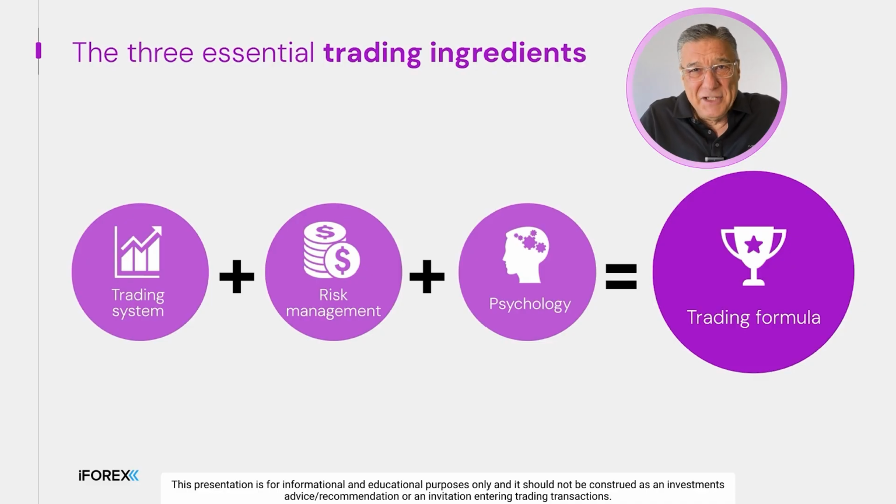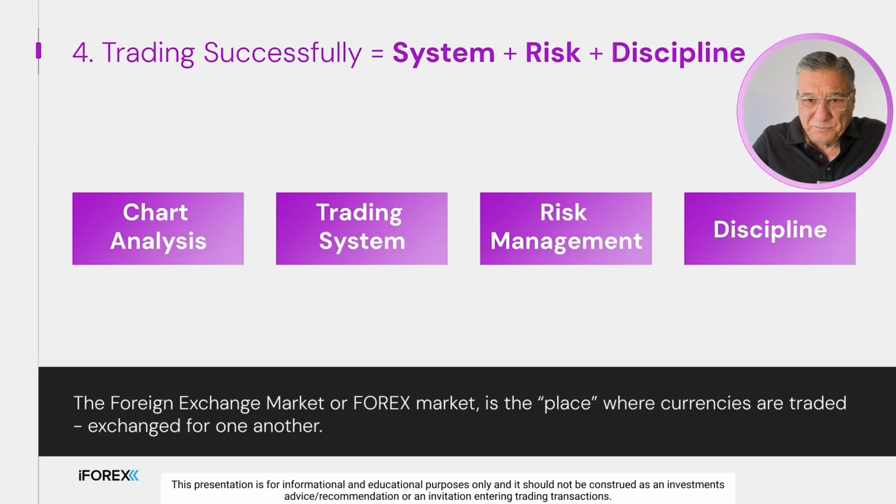There are three essential ingredients when trading the financial markets. First is a trading system, a robust trading system that we have tested and we trust. This is very important. Then, of course, we need some risk management rules to mitigate our potential risks. And of course, we need the psychology, the mindset, the discipline to follow the trading system and the risk management rules. Everything together is what I call a trading formula.